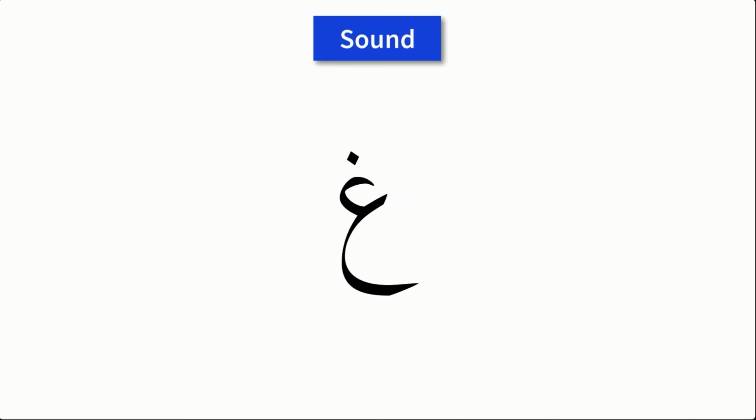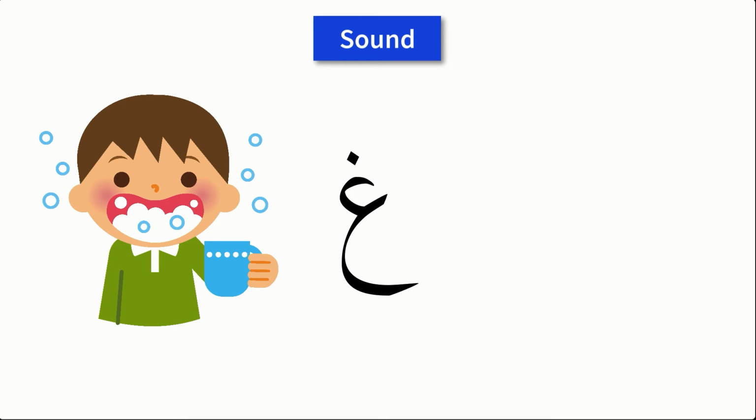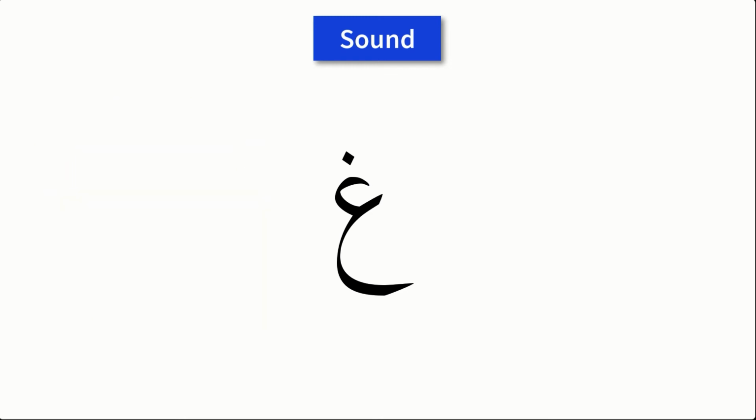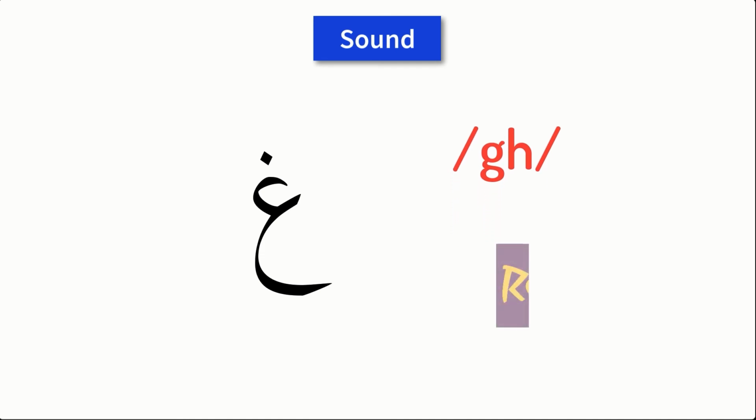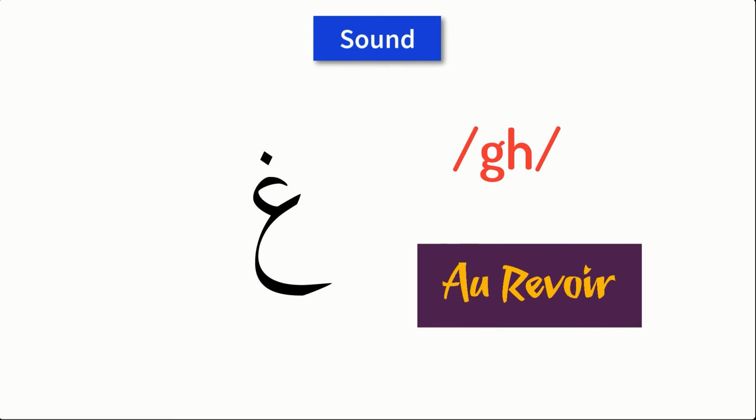The sound that it produces is pretty much the sound you hear when gargling. So, begin by gargling for a minute or so, and pay close attention to the r sound that you hear. It's the r that makes the Ghain sound. If you're familiar with French, then you'll know that the Ghain is equivalent to the R sound in many French words like revoir in au revoir.